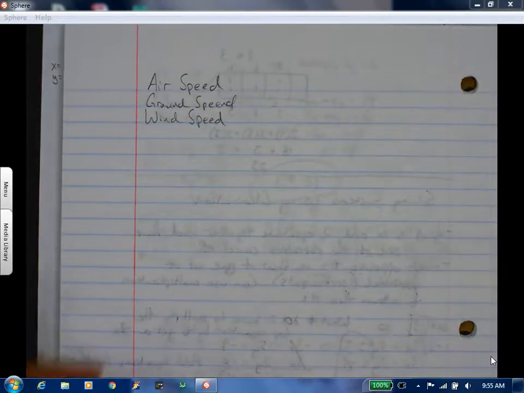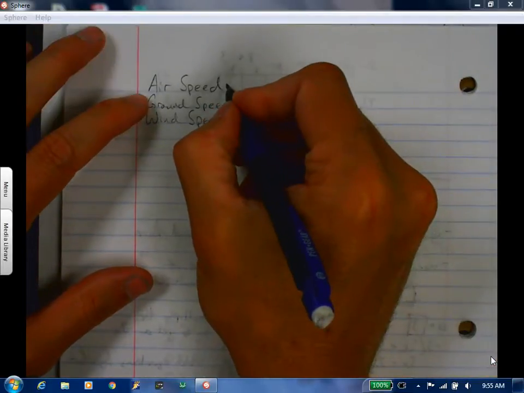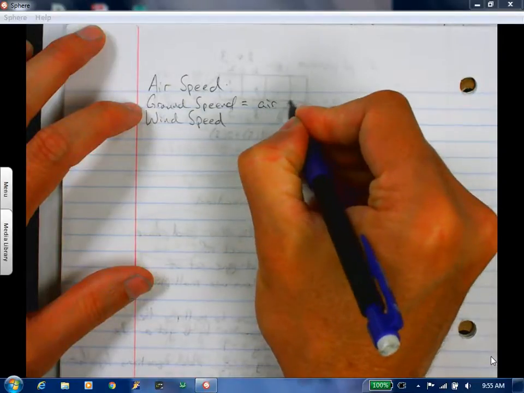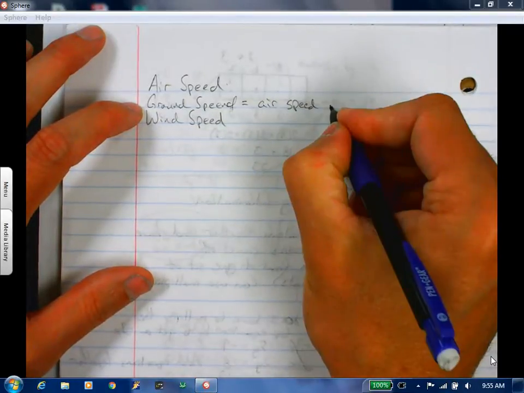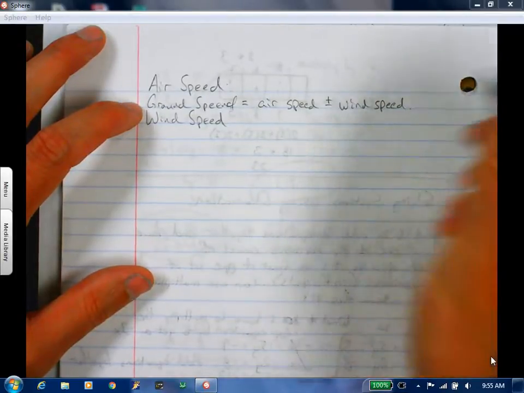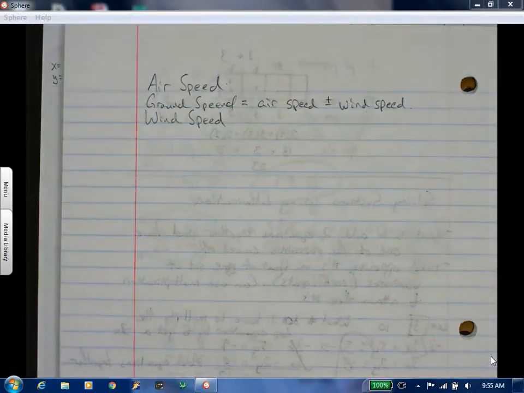So the ground speed equals airspeed plus or minus wind speed. So it's plus wind speed if you are going with the wind, and it's minus wind speed if it's going against it. Now what gets cool is what happens when it's coming at an angle against you. Okay?